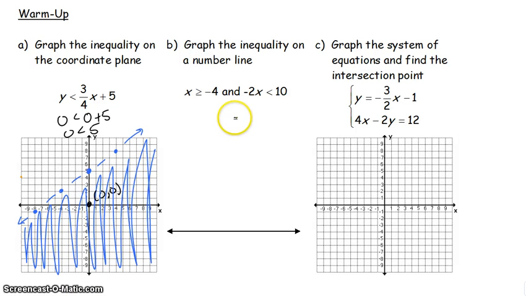If I want to graph an inequality on a number line, this is a compound inequality because I've got two of our inequalities. I've got a -4. We've got to solve this one over here. We divide by a -2. And hopefully you remember with inequalities, when you divide by a negative, you've got to flip the sign, so our less than becomes a greater than.